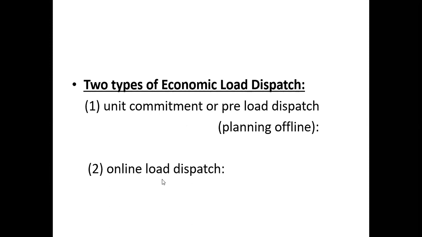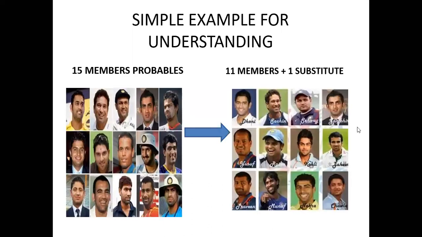So how can we understand the meaning of the above 2 definitions? By taking a simple example. Once you understand the coming example, easily you can understand what is the difference between unit commitment and online load dispatch. Everybody is familiar with cricket. Even though our national sport is hockey, we are very much familiar with cricket. So that's why I'm taking the same example.